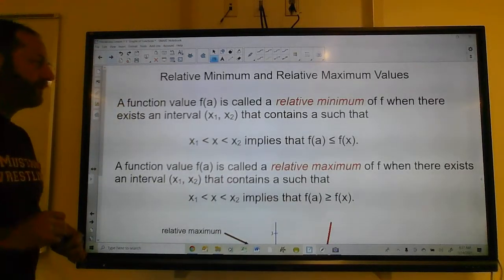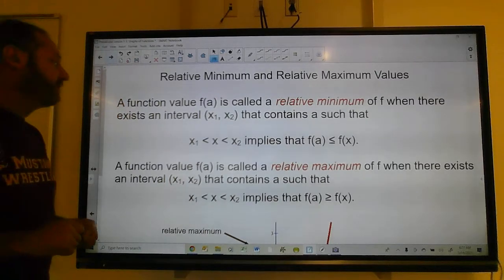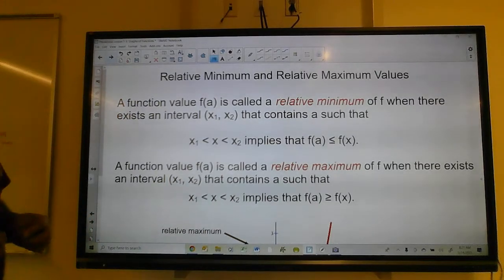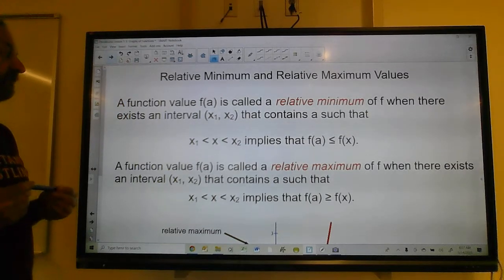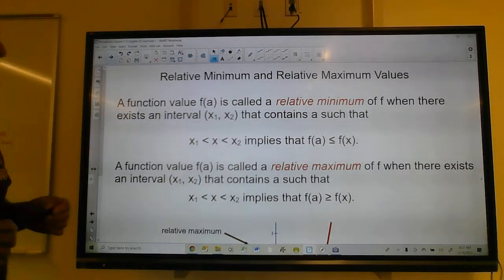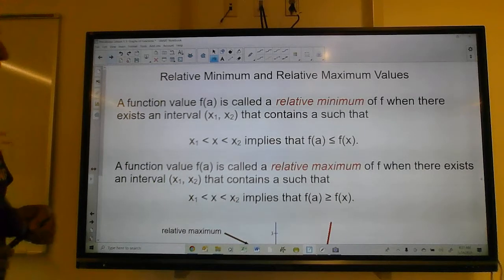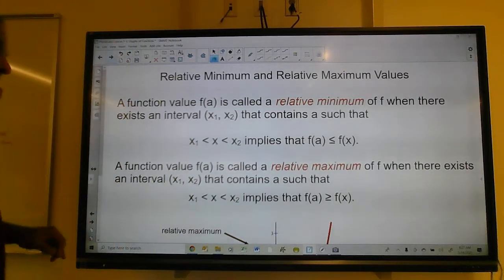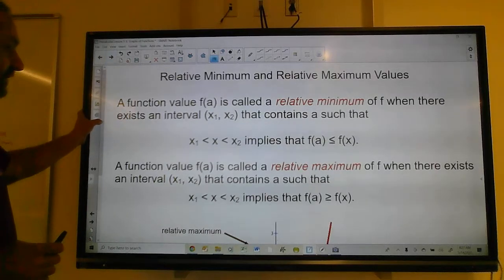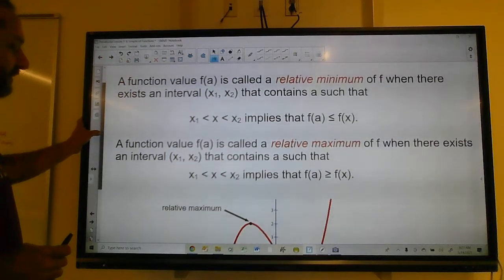Relative minimums and relative maximum values. So a function value f of a is called a relative minimum of f when there exists an interval x1, x2 that contains a such that x1 is less than x is less than x2 implies that f of a is less than f of x. Okay, that's a lot of mathematical terms right there. What does it mean?